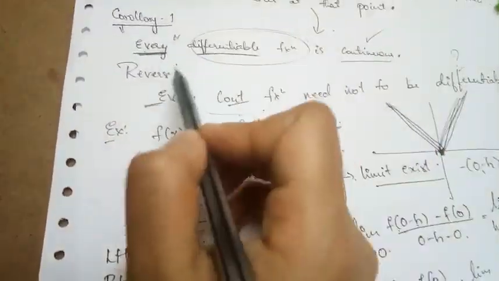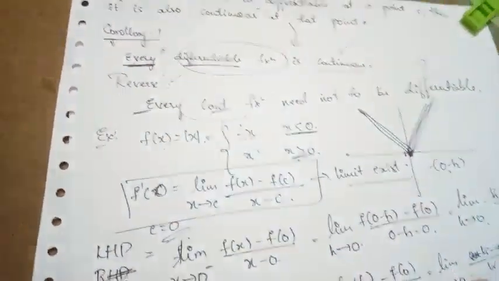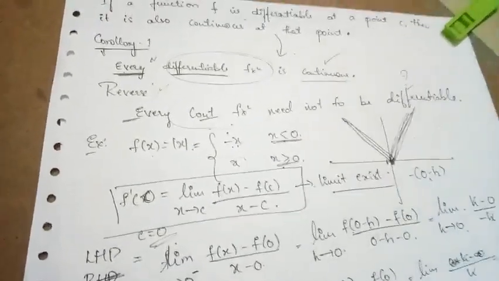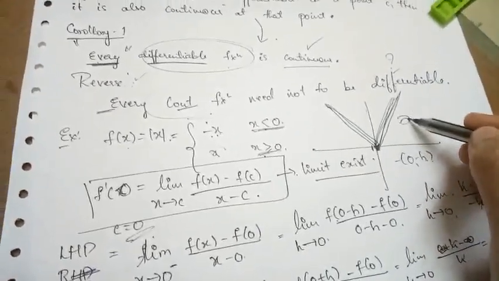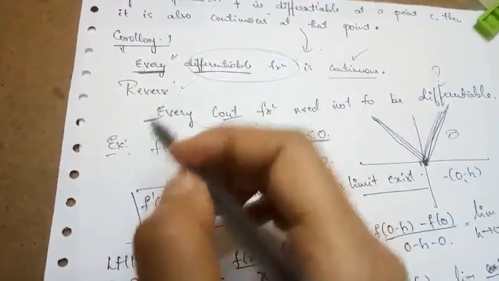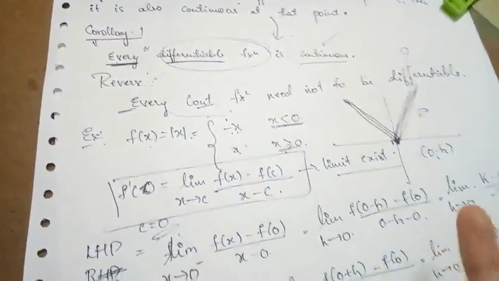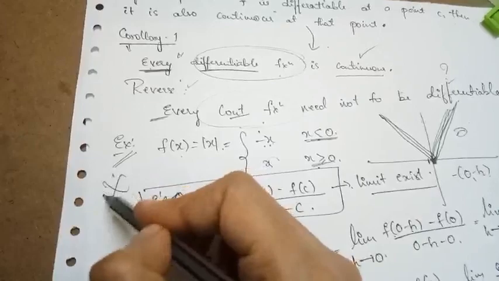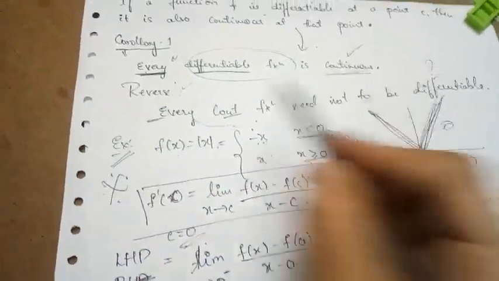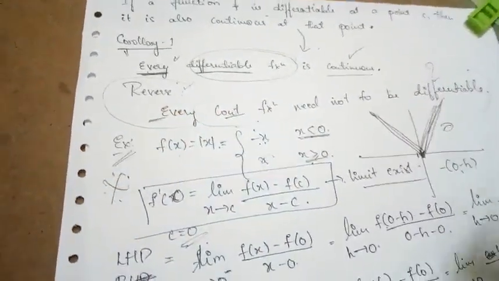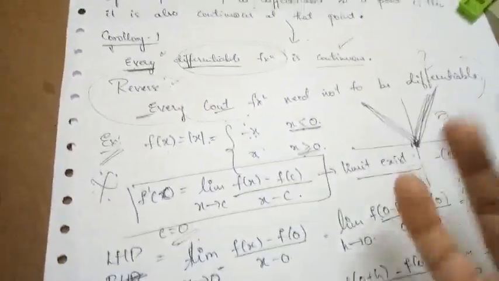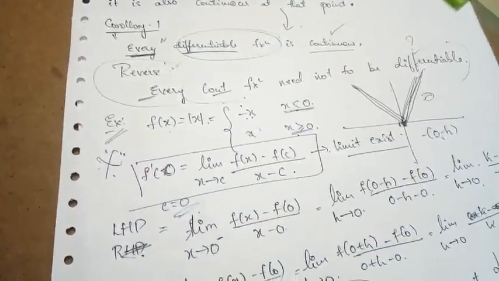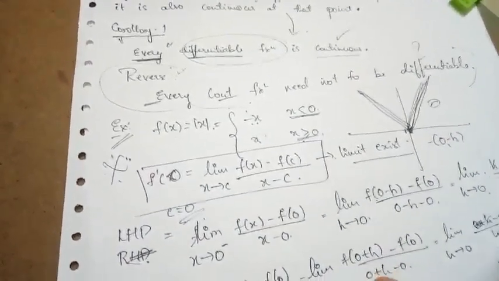So that's why the reverse statement is not true. That is, every continuous function need not be differentiable. I have justified this with one example. So remember guys, the theorem and the converse. That is, every continuous function need not be differentiable. Proving this with an example is very important. The theorem along with this converse. The converse statement is not true, and proving it through an example is very important. So mark it in your book once.